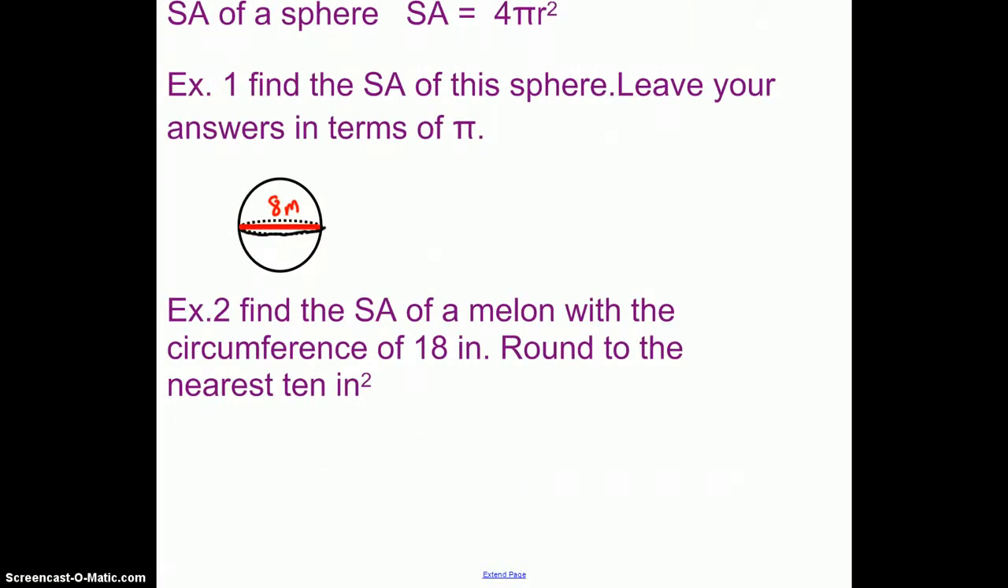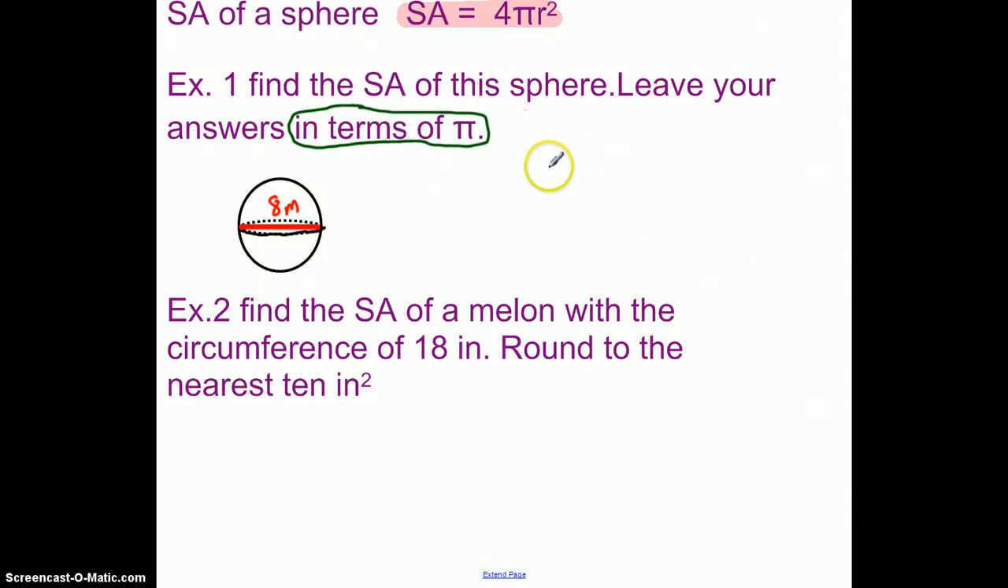Now to do surface area, you'll see that the formula for the surface area of a sphere is 4 times pi times your radius squared. Again, you have to be careful in the directions that you get because some will be in terms of pi and some will not. So example number 1, find the surface area of this sphere. Leave your answer in terms of pi. So here you can see you're in terms of pi.